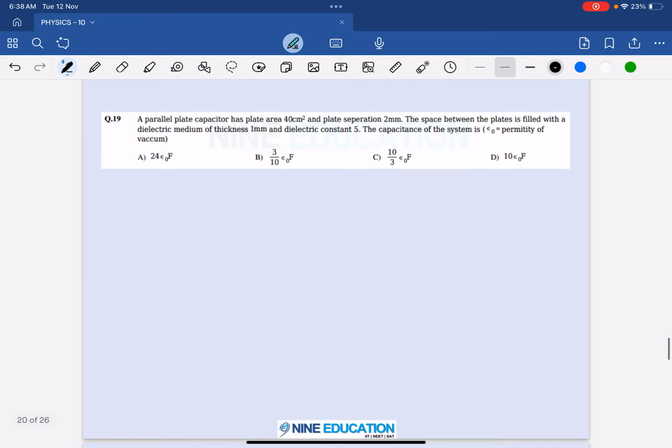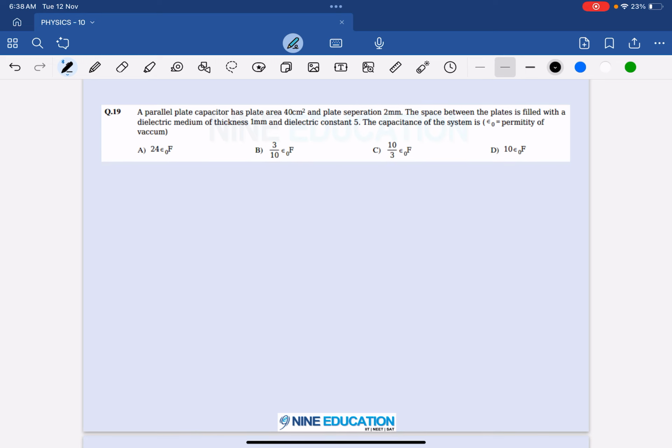So the next question is, a parallel plate capacitor has plate area 40 centimeter square. The plate separation is 2 mm. Alright, sir, area is 40 centimeter square and D is basically 2 mm. Correct? And we are filling a dielectric of thickness 1 mm. T is how much, children? 1 mm. And K is also 5.